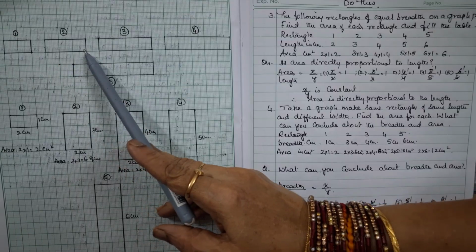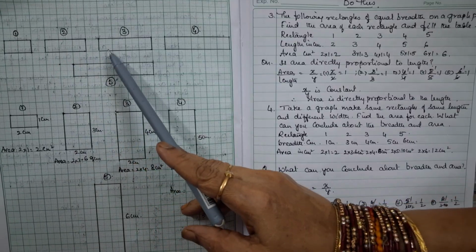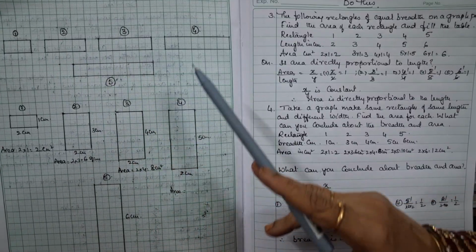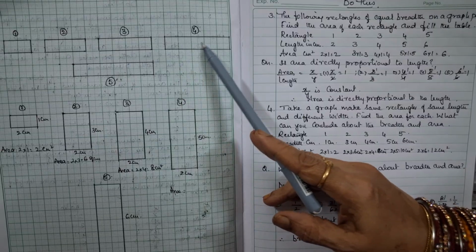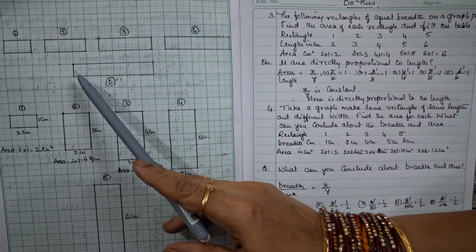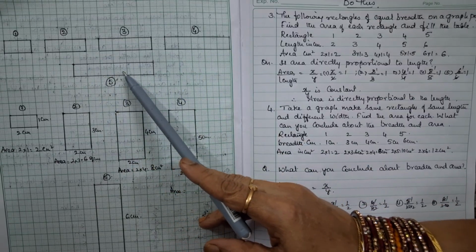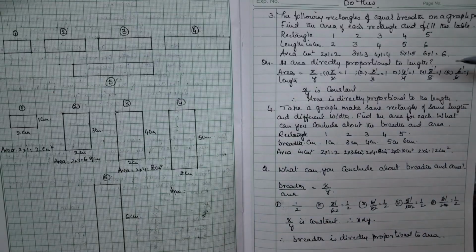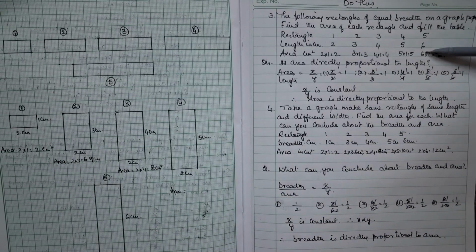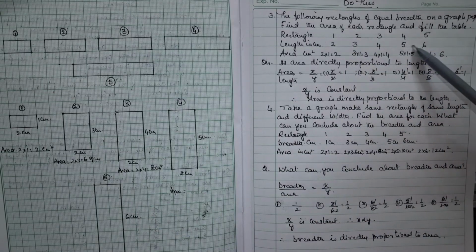This is 1, 2, 3 centimeters. This is 1, 2, 3, 4 centimeters. This is 1, 2, 3, 4, 5 centimeters. This is 1, 2, 3, 4, 5, 6 centimeters. Those are what they have given: 2, 3, 4, 5, 6.